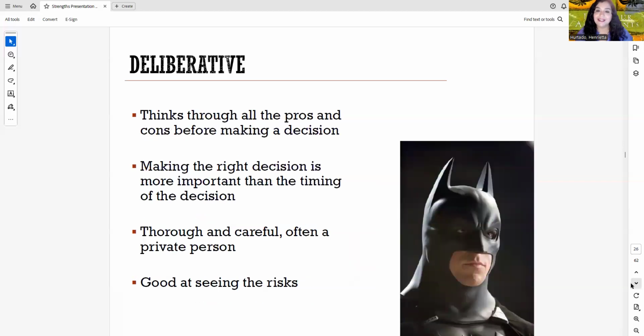Deliberative. You think through all the pros and cons before making a decision. Making the right decision is more important than the timing of the decision. You're thorough and careful, often a private person. Good at seeing the risks.